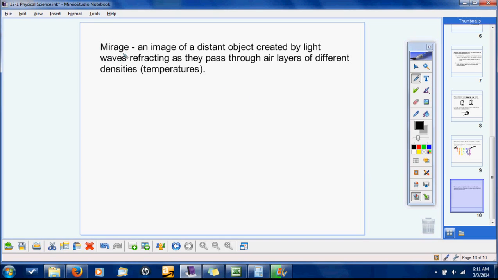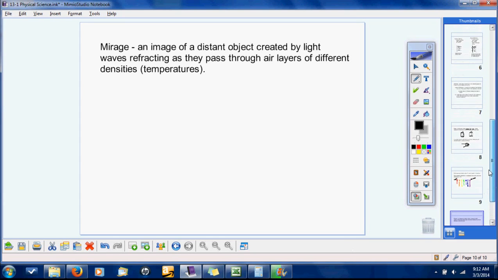That is our technical science definition of that word that is usually very, very misused by Hollywood. But it's an image of a distant object created by light waves when they refract as they pass through these different densities of air.